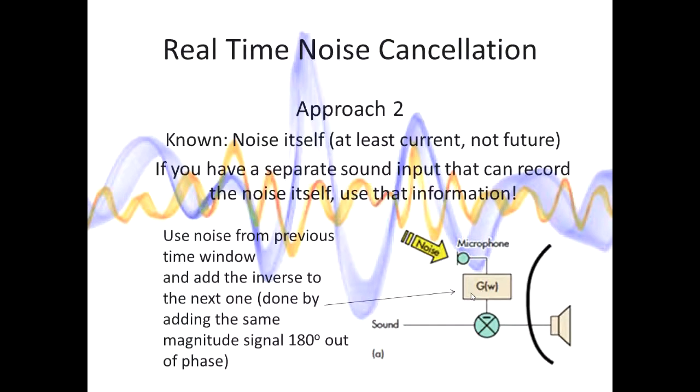The second approach is assuming you have a mic outside of the system to be able to record the noise itself. Again, you're not going to know what noise is going to happen next, but you can use the noise that just happened and negate the next signal with this noise to get rid of it. Again, assuming the noise has not changed drastically.